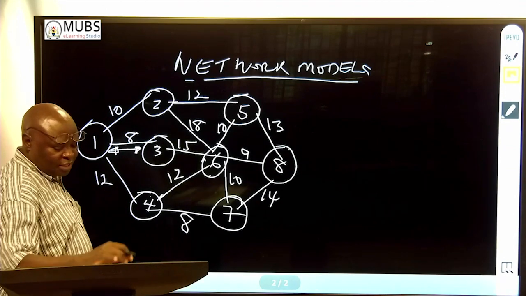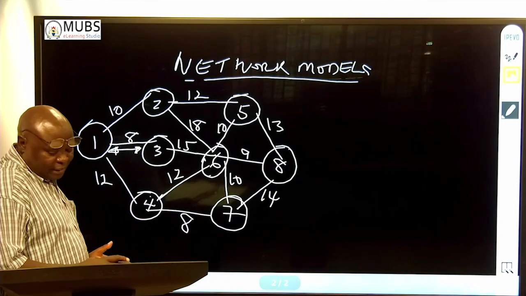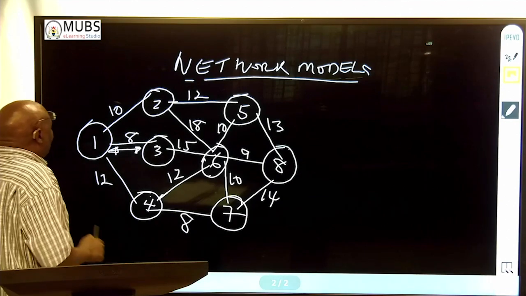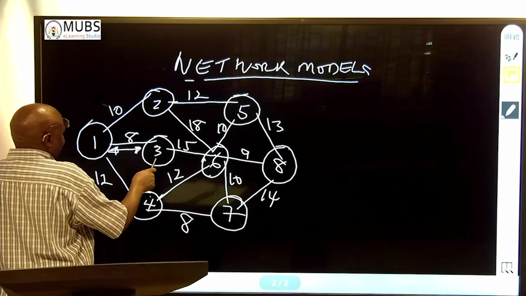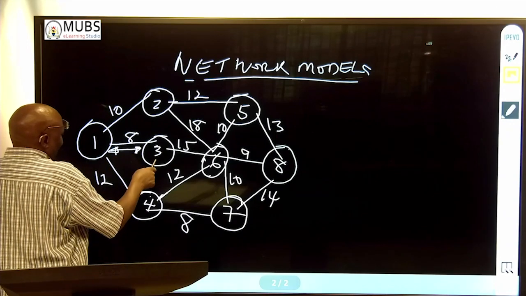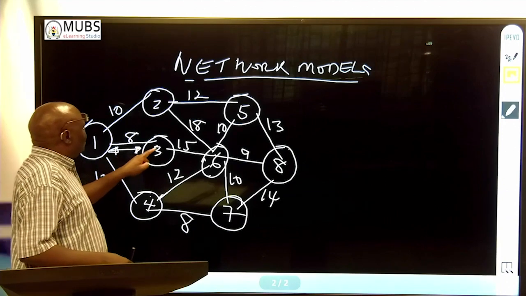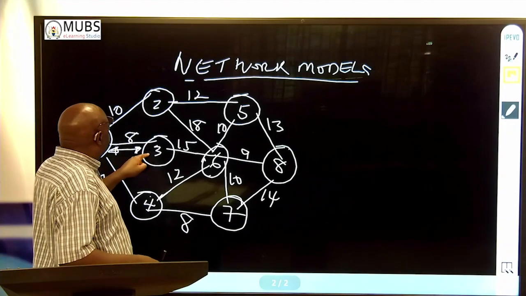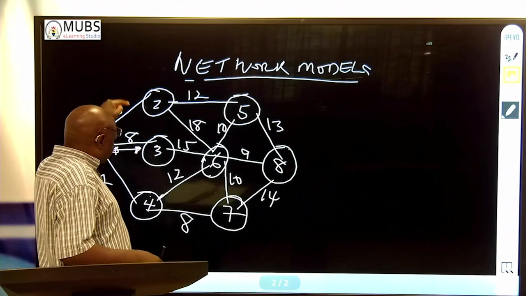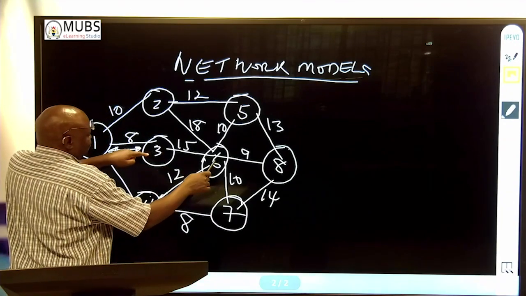Step 2 is to connect this node to the nearest node that minimizes the distance. Considering all the nodes that are now connected, this one is connected, this one is also connected. Now, which of these connected ones, if you add it on, can minimize the total distance? This one can be connected to 6 only.